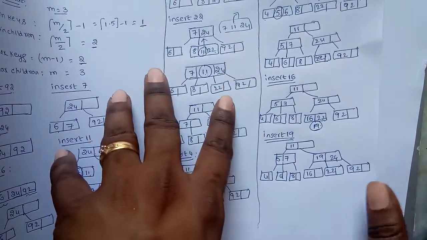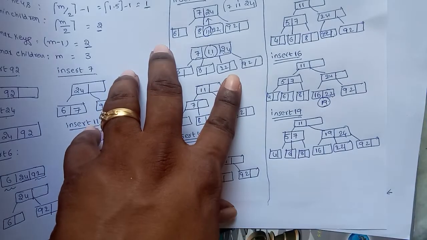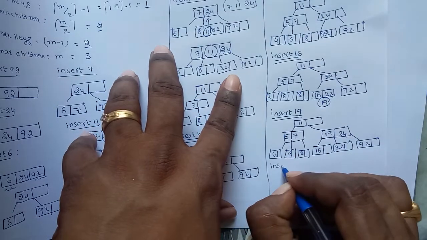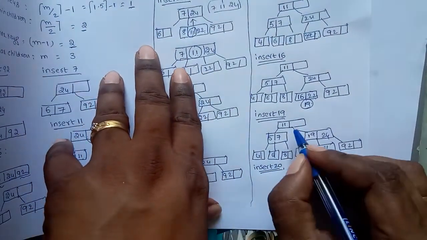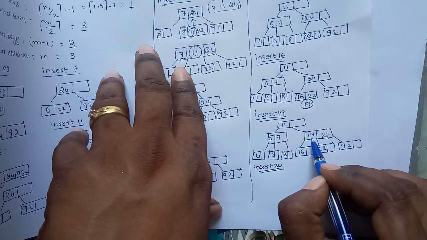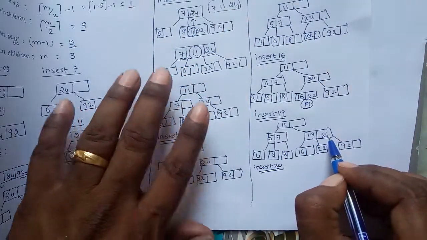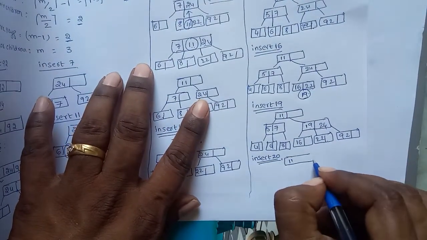This does not change. Now insert 20. What is the position of 20? 20 is greater than 11, compared to 19. 20 is greater than 19 and less than 24. So we are moving to the middle child. So once again I am drawing the tree.